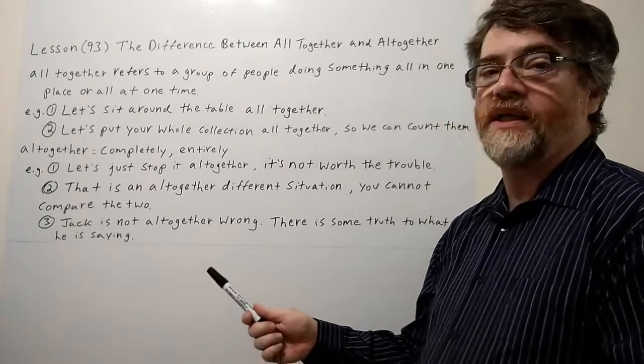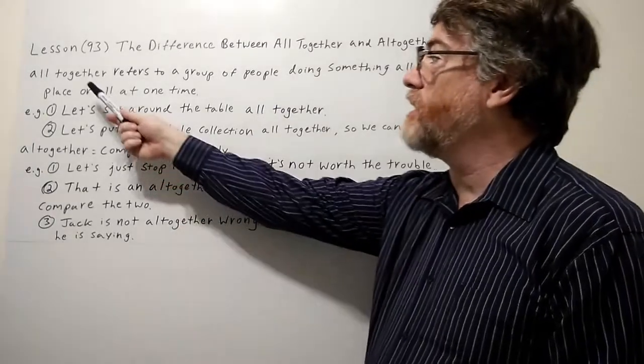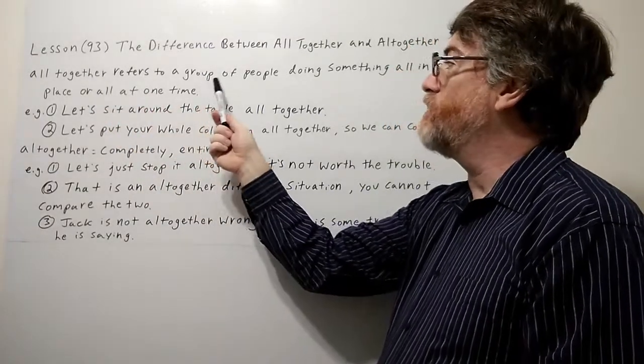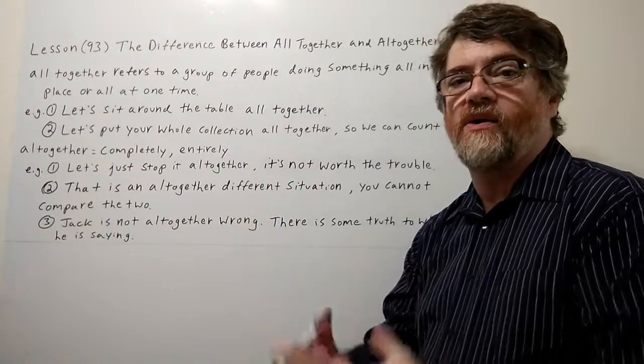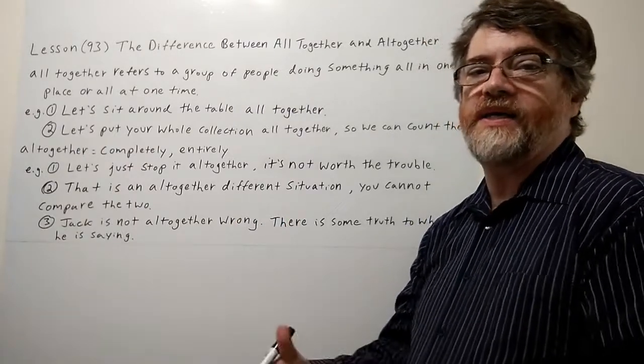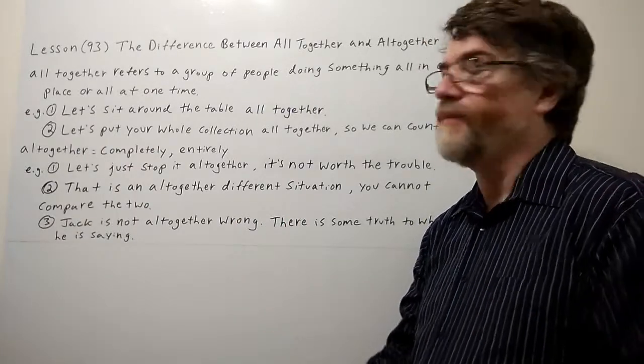So let's look at the first one. Let's look at all together as two words. All together refers to a group of people doing something all in one place or all at one time. And we say, somebody's doing something all together.